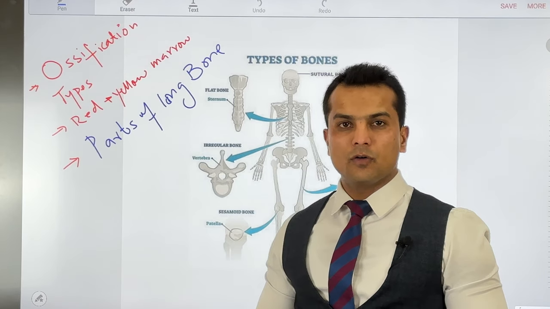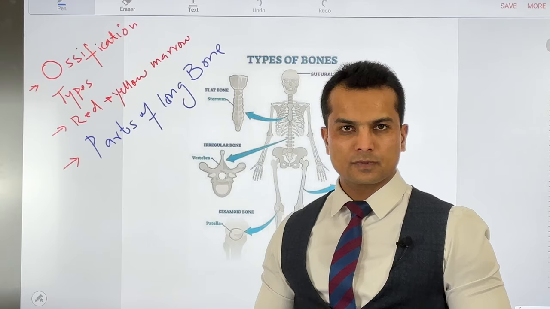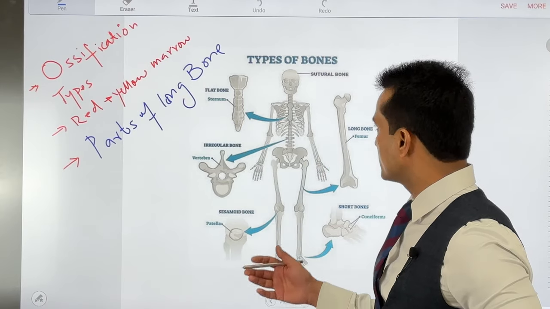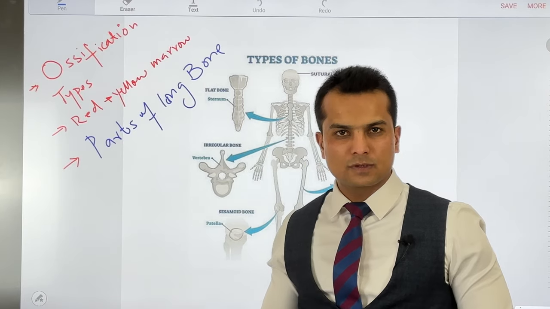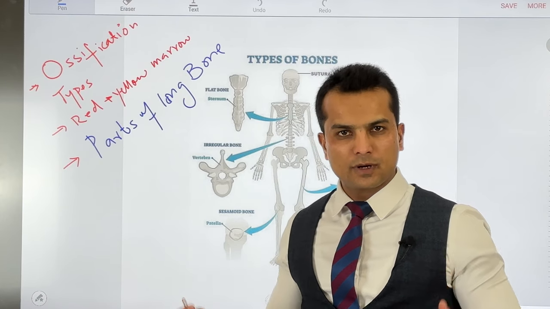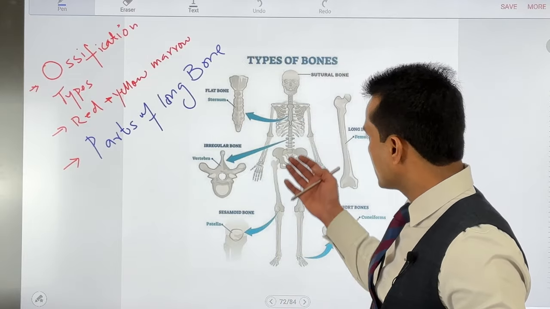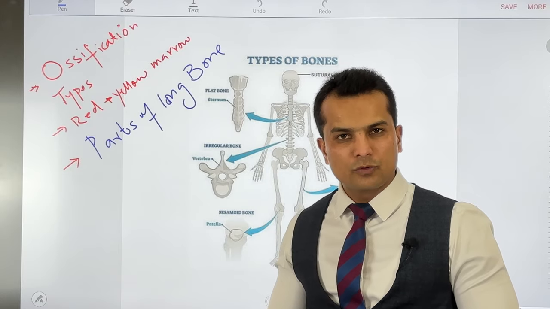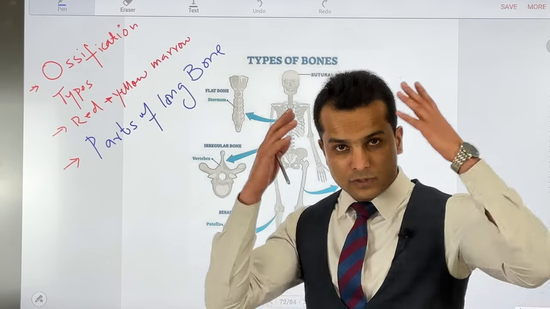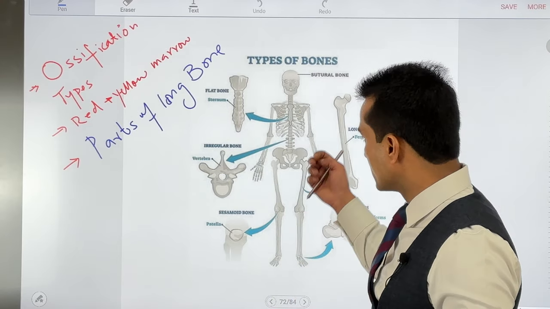In our complete human body we have a total of 206 bones. Some bones, as you can see here, are long bones, especially the bones of the appendicular skeleton, the bones of the upper limb and lower limb, and the longest bone is your thigh bone, the femur. Then some bones are irregular bones and flat bones, like the bones of the skull, which is part of the axial skeleton, and irregular bones like the bones of the vertebral column.